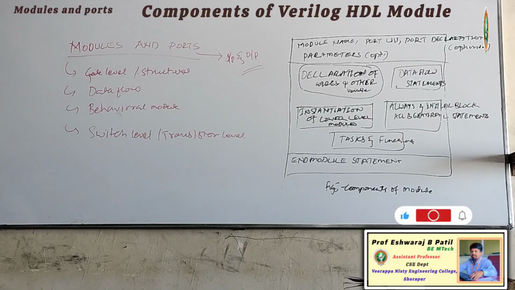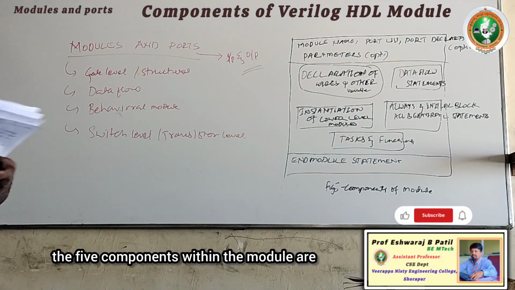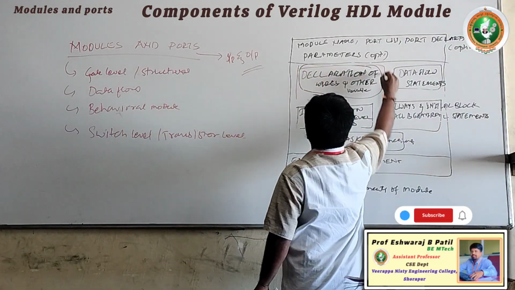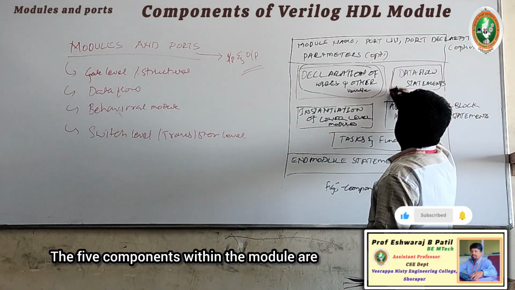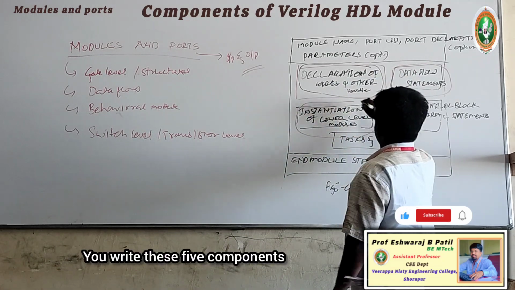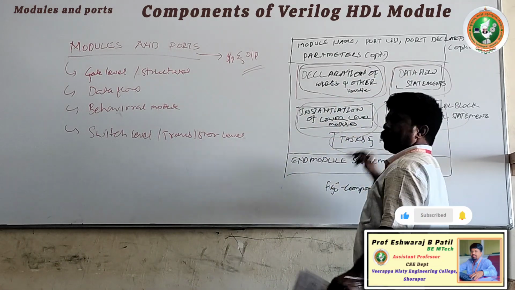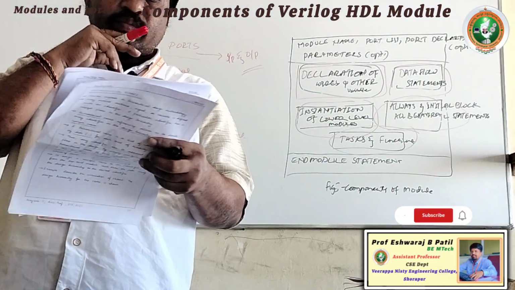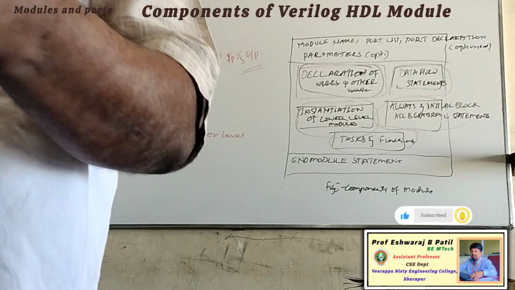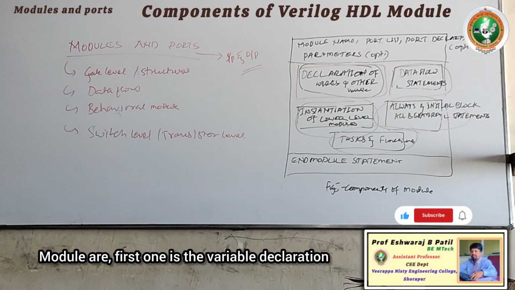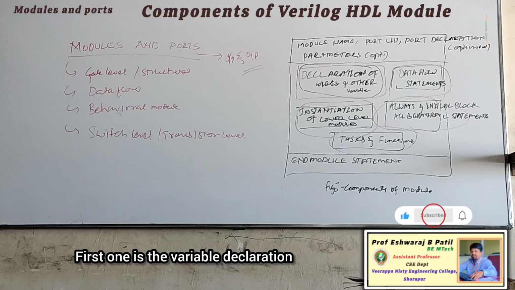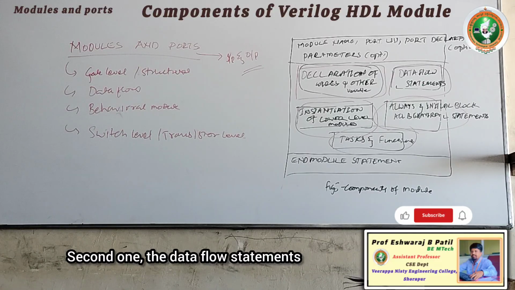Next point, the 5 components within the module are: first one is the variable declaration, second one is the data flow statements.